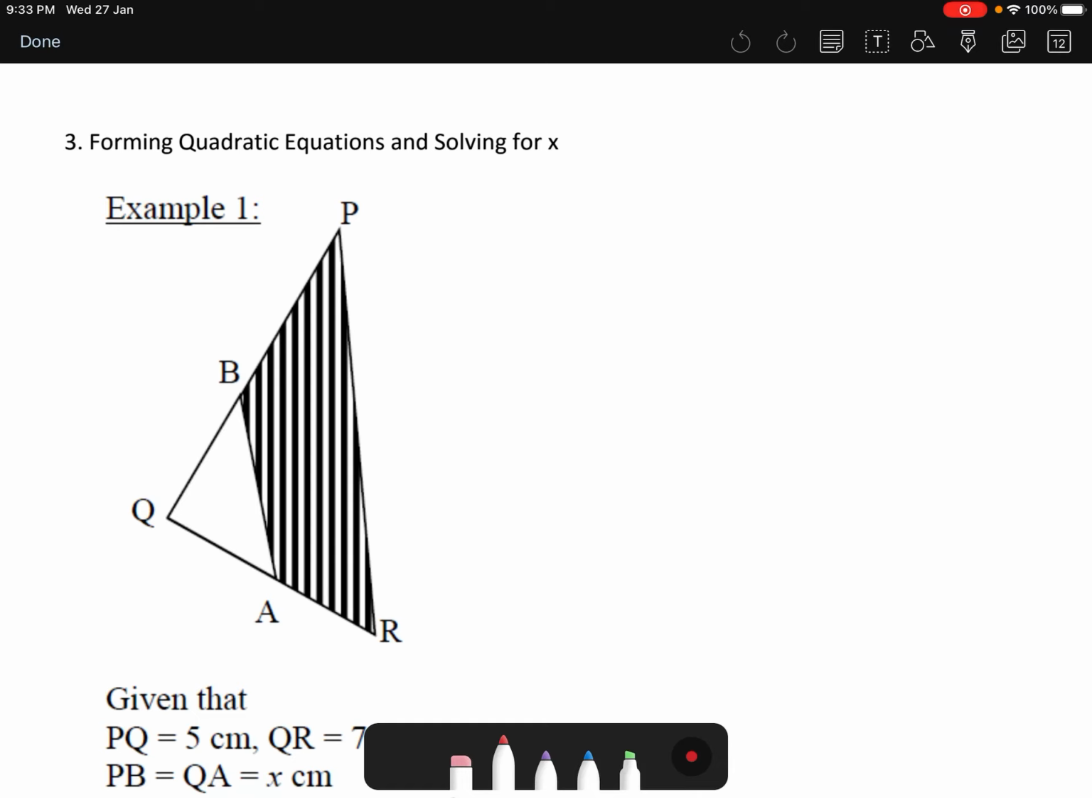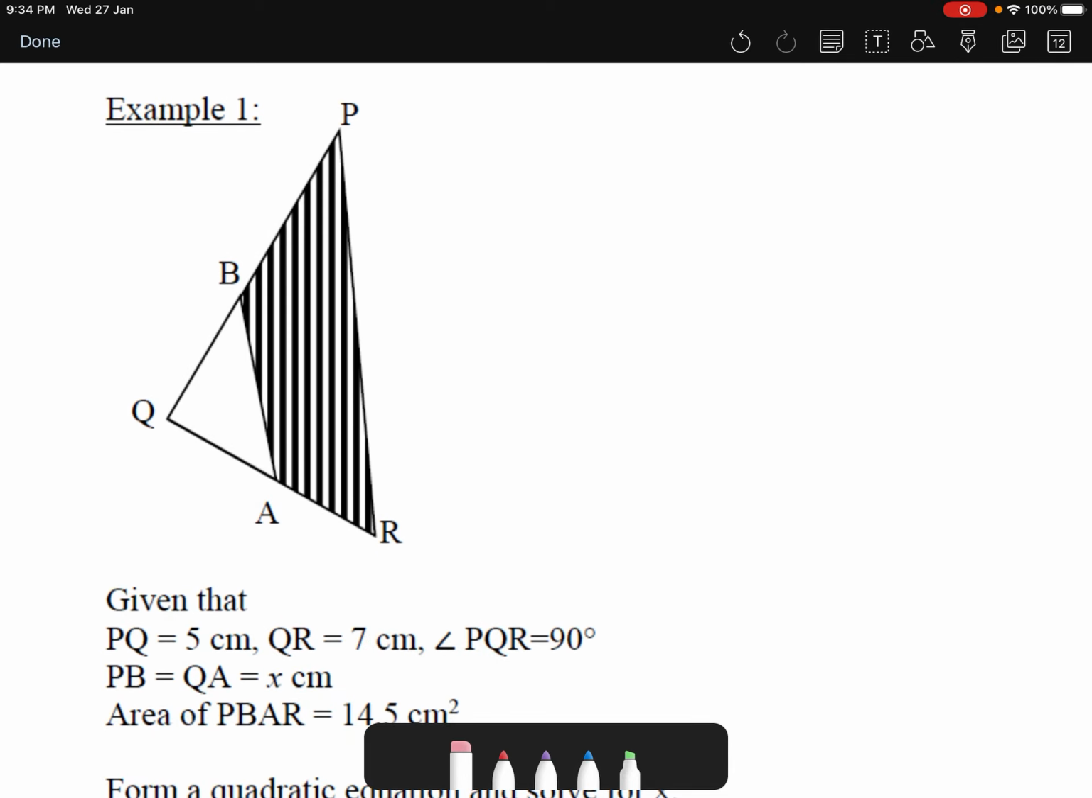Okay, so as I promised, I'm going to teach you the forming of quadratic equations. First of all, let's take a look at this example one. We are given a triangle and they tell us that PQ, the whole side here, is 5 centimeters, and QR is 7 centimeters. PQR is 90 degrees, so we are given a right angle triangle. That's a good thing.